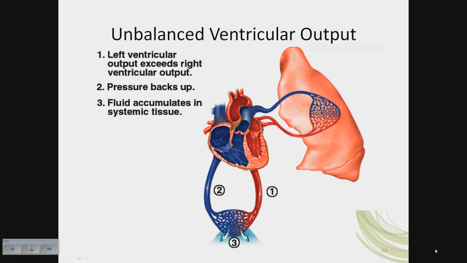What about the right side? I've already used this example, but now there's a right-sided heart failure. We have the left side ejecting more blood than what's returning to the right side of the heart. Less in means less out. That means the capillary hydrostatic pressure is going to build, and that means we're going to get the edema in the systemic tissues.